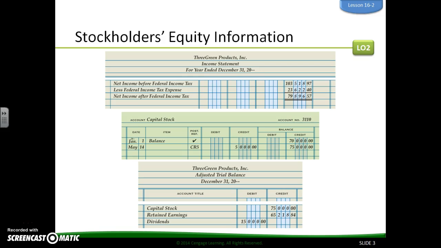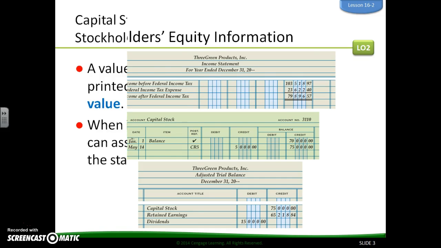So as we look at the income statement, and again, I know this is really small print, so if you want to be looking on page 482, that's a good place where you can see something in nice big print, and hopefully your eyes are better than mine. We're looking at the information on the income statement, and then we're looking at the account for capital stock, and then we're looking at our adjusted trial balance. So we're going to be using these three items in order to get good information going forward to prepare the statement of stockholders' equity.